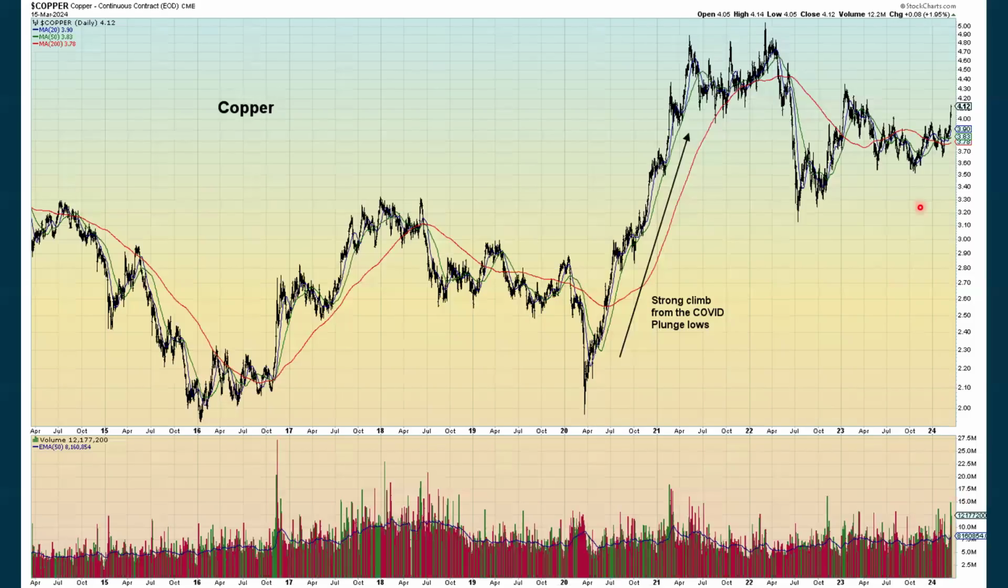Copper, when we saw CPI and PPI come in stronger than expected, we saw copper really bounce up. That means there's economic strength. And usually when the economy is looking stronger going forward, that's when copper has a tendency to do better.